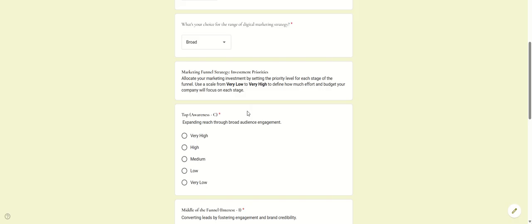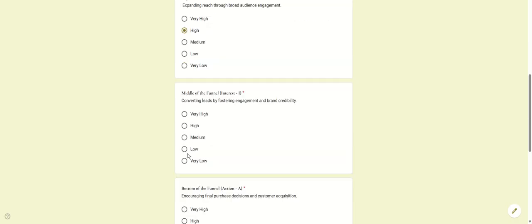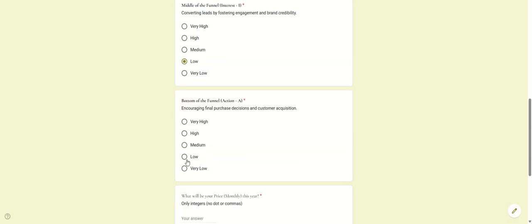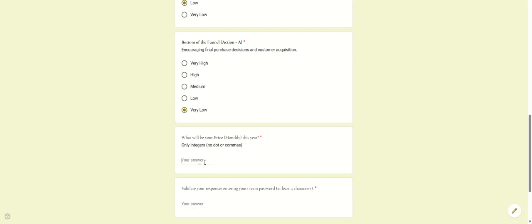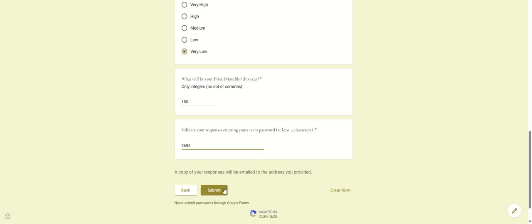So I enter here high, low, and very low. Enter my price, 180, and enter your password, the same that you used in the other simulations. With your password here, let's say that my password is this, then I just hit submit. Okay, so this is it for the first round of decisions, and just to help you in making this, get in touch if you need more support.